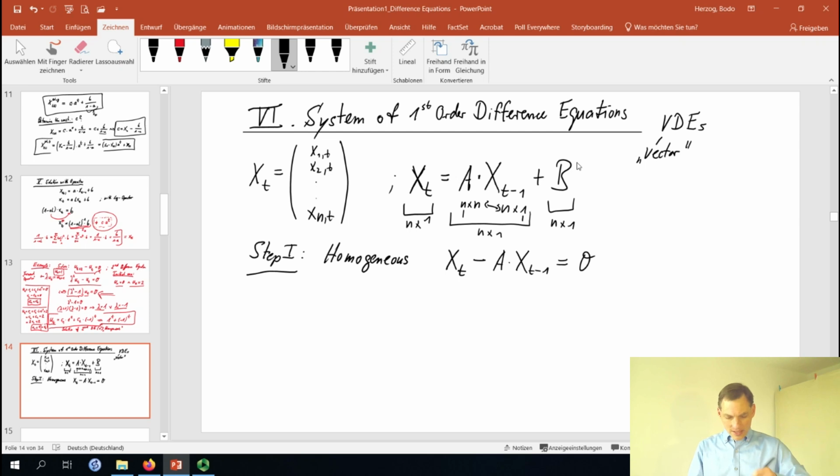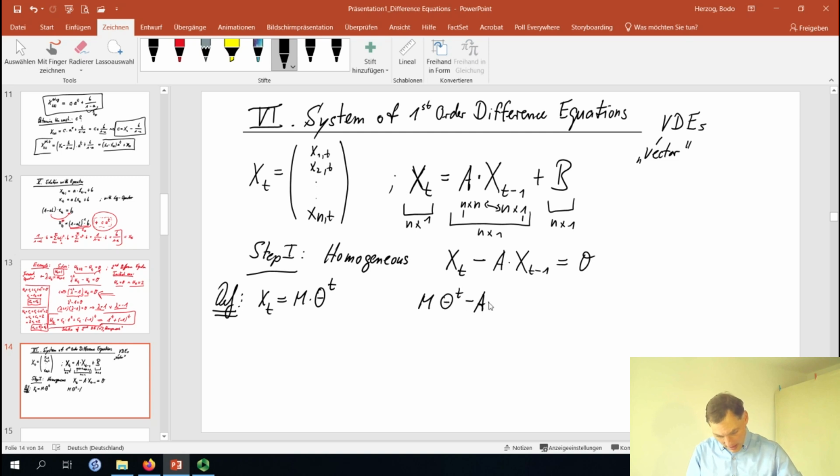And now, as we did in the case above, let's define a solution. We defined it as xi to the power of t. Here, we say, let's have some constant m and a theta to the power of t, and that is what I plug in here. So my x of t is m theta to the power of t, times A times m theta to the power of t minus 1, is equal to 0.